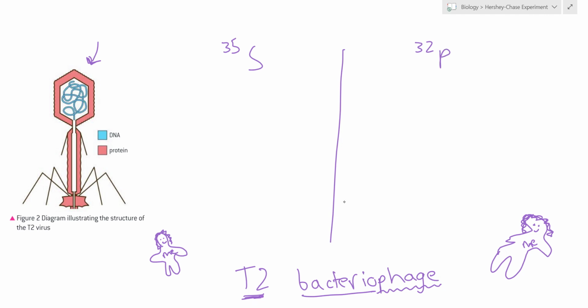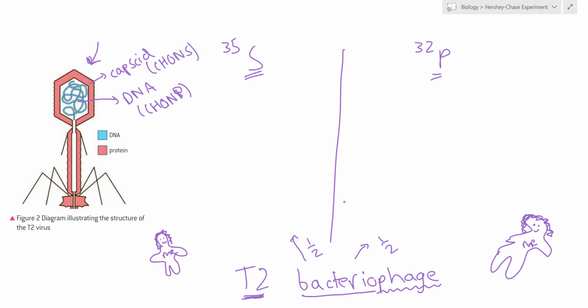Based on this principle, Hershey and Chase grew half of the bacteria in a medium containing the phosphorus isotope and the other half in a medium containing the sulfur isotope. The structure of the virus is such that its outside is a coat called a capsid that's made of proteins, and the inside is made of DNA. The capsid protects the DNA, and if you remember, the DNA would contain CHONP, and the capsid would contain CHONS. And so when they grew the bacteriophage in the sulfur environment, the capsid or the protein coat became radioactive. And in the phosphorus environment, the DNA became radioactive.